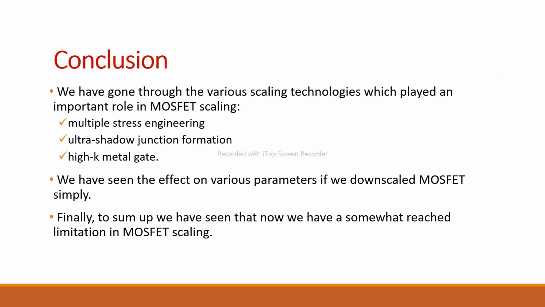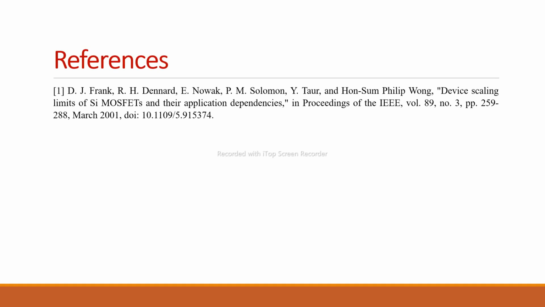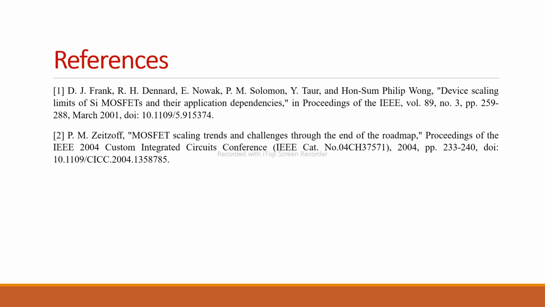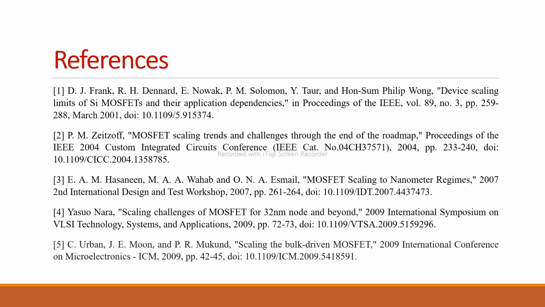So next slide. Yes. For this review paper, we have gone through these five research papers, which are IEEE journal papers, basically from the year 2001 up to the year 2010. We have gone through papers like downscaling limits of the Si MOSFET and their application dependencies, and MOSFET scaling trends and the challenges through the end of the roadmap.